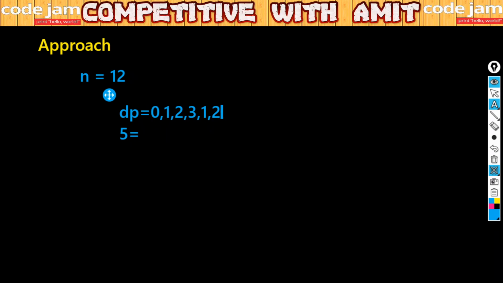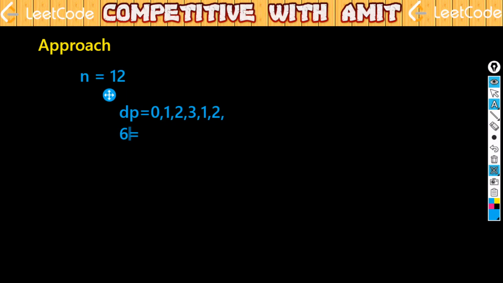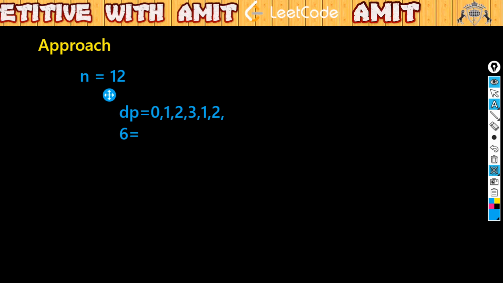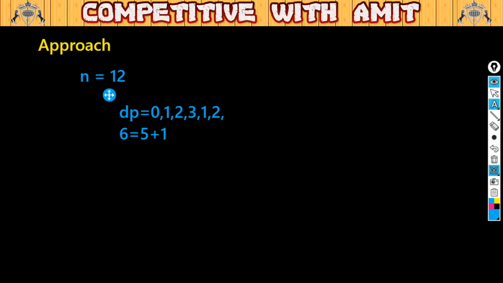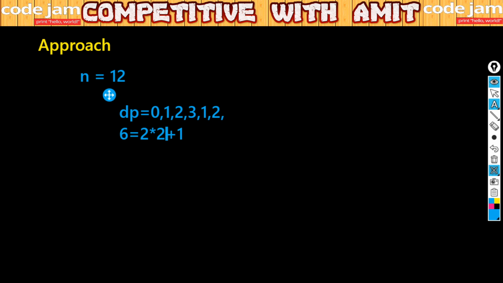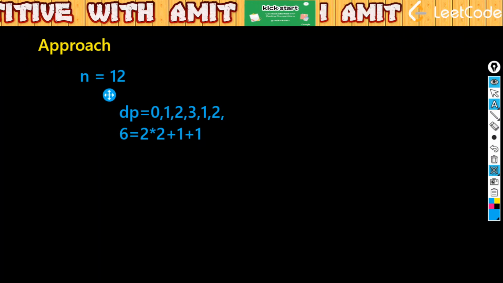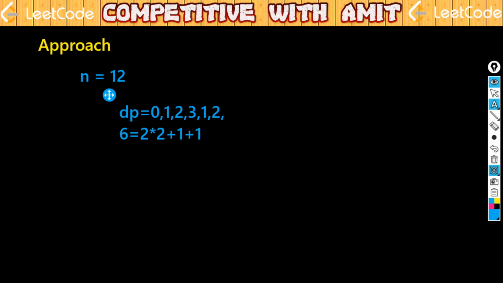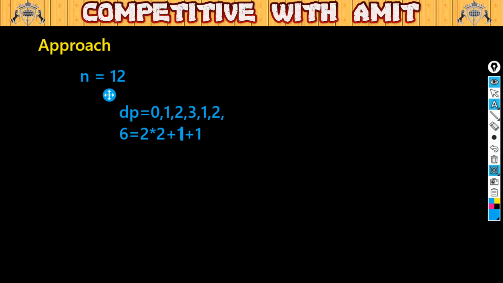Now we will check for 6. For 6, the first method which comes to mind is 5 plus 1, but we will check whether this is applicable here or not. So 5 we make from 2 into 2 plus 1. Now we have 2 ones, but we can't convert 2 ones, so we will make it 3 only.